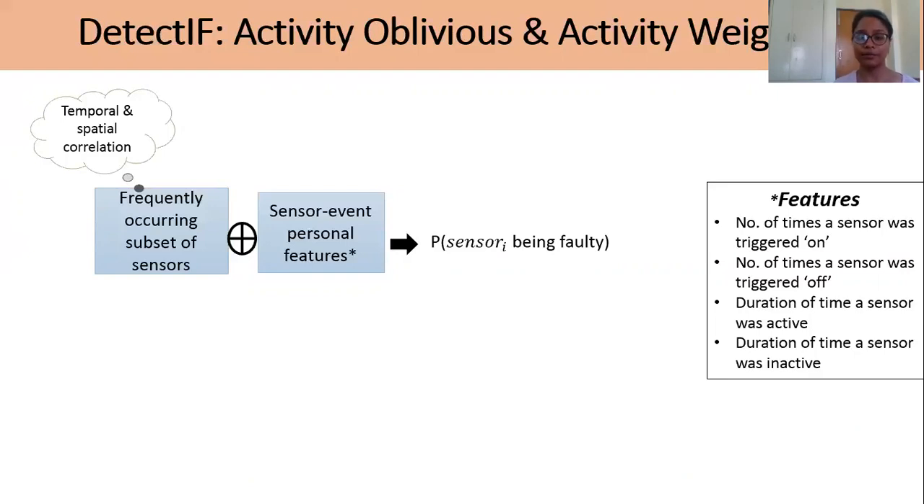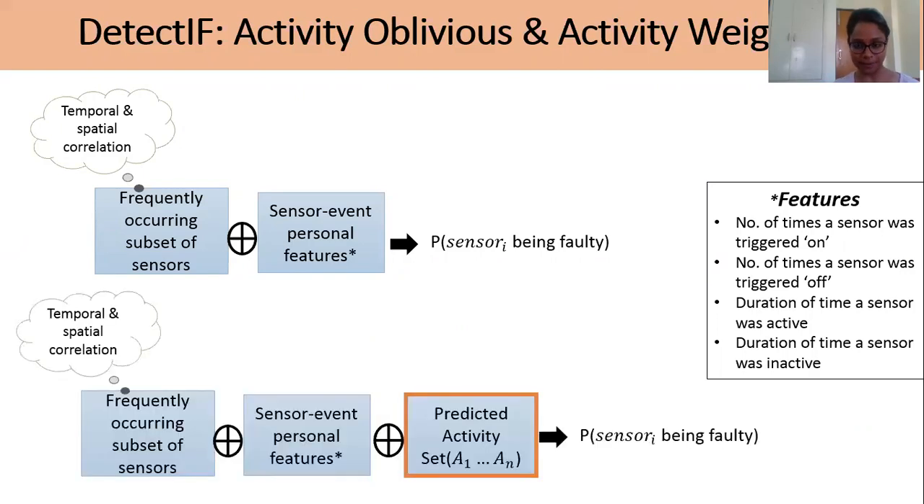But if you think about it, if you give this faulty sensor stream to an activity detector, it will still give you an activity prediction. But we don't use just one activity. We use the entire spectrum of activities, with the probabilities with which each activity has been predicted, and then try to match it with our previous finding, that is frequently occurring subsets, and added features, and then see whether we are able to detect a sensor is faulty or not.